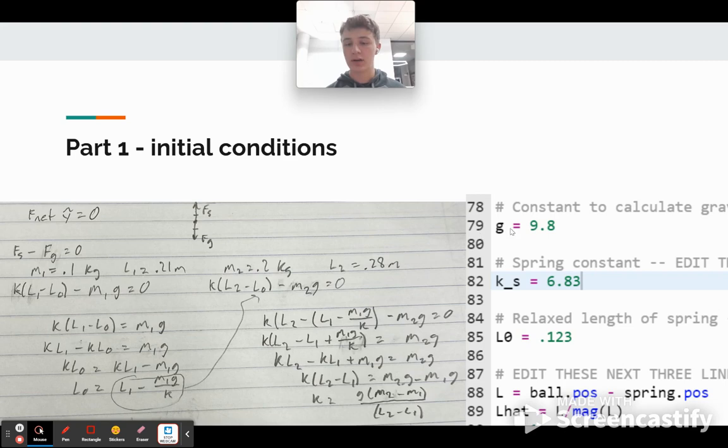That gets us to our initial conditions, which are in this picture of the code. Gravity is always 9.8. I calculated out the k value for the spring to be 6.83 newtons per meter, and then the relaxed length to be 0.123 meters, and then that L at the bottom is the length used. So the length minus the L initial, that's the initial position, which is the ball's initial position minus the spring's initial position.